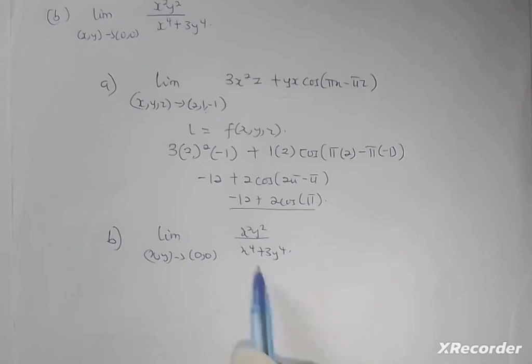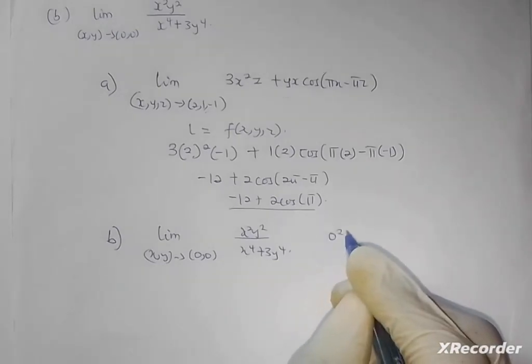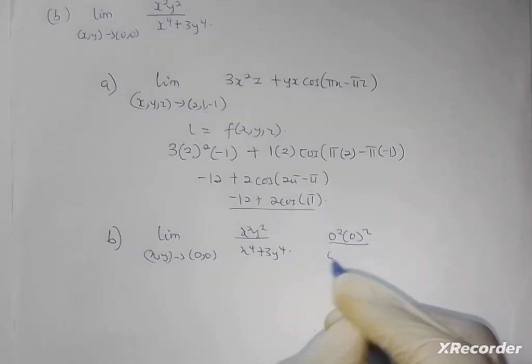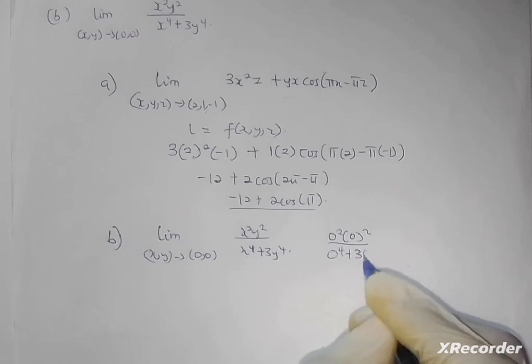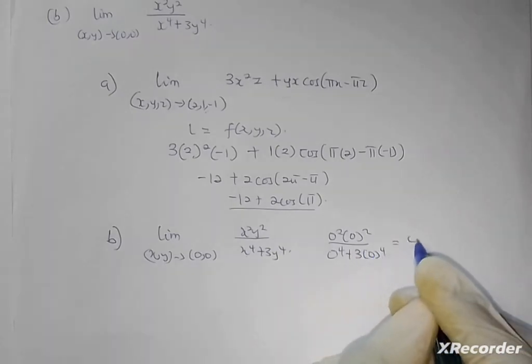But we realize that if x and y are zeros here, the function will be discontinuous. Therefore, the limit cannot be the same as the functional value. That is, when I put 0 squared multiplying 0 squared all over 0 to the power 4 plus 3 times 0 to the power 4, I'm getting 0 over 0. And this is a discontinuity.